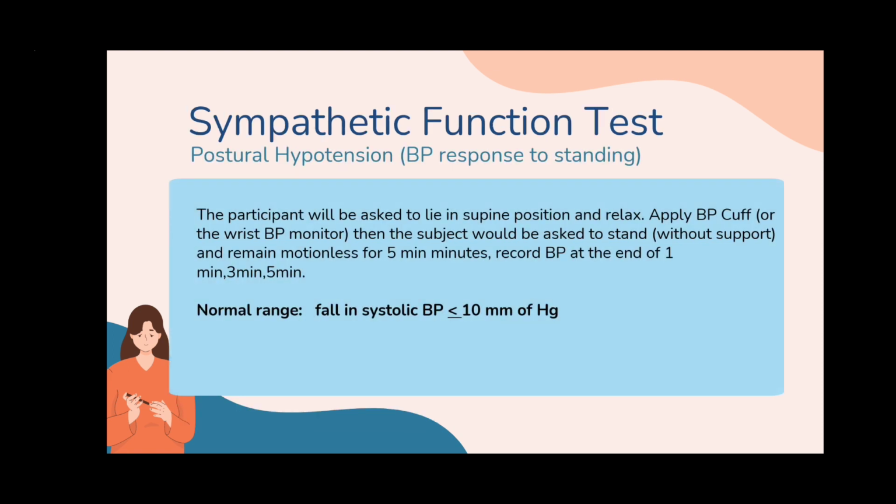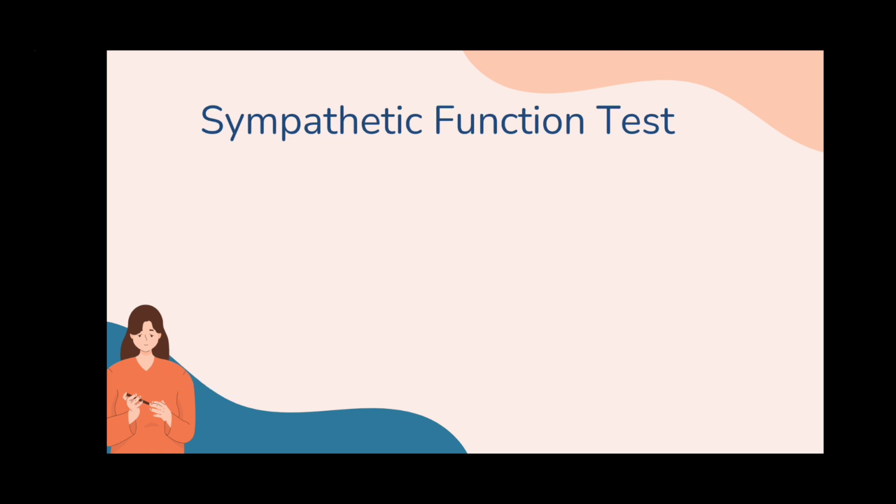Now the sympathetic tests, which include the first one, postural hypotension, that is BP response to standing. The participant would be asked to lie in a supine position and relax, and apply a BP cuff or wrist monitor. Then the subject would be asked to stand without any support and remain motionless for 5 minutes. BP would be recorded at the end of 1 minute, 3 minutes and 5 minutes. The normal range of the fall in systolic BP should be less than 10 mm of Hg.